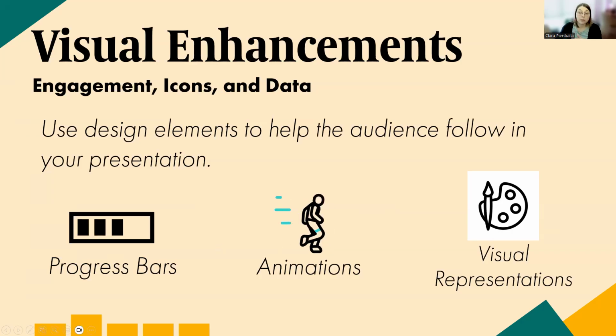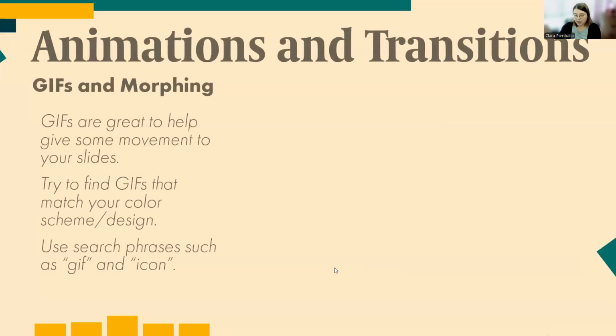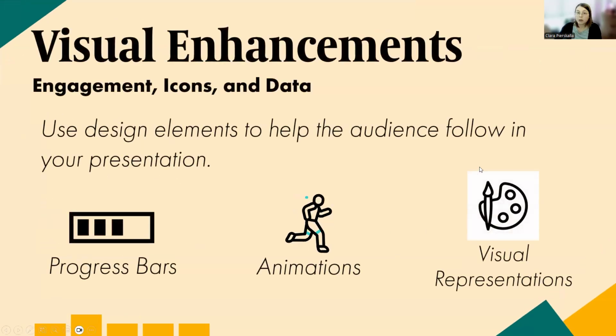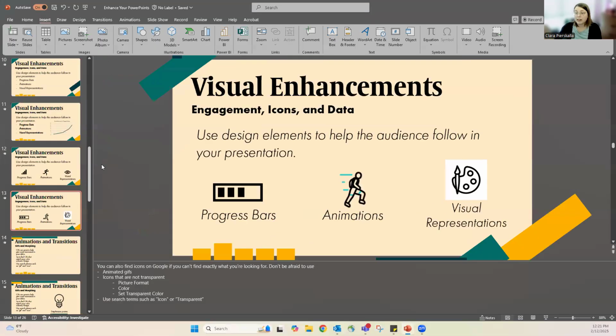I usually use search terms such as icon. So if I say running icon, then you'll usually get a lot of different options. If you do find a picture that you really like, but it doesn't have a transparent background, I always click by accident, such as this one here with the little painting.